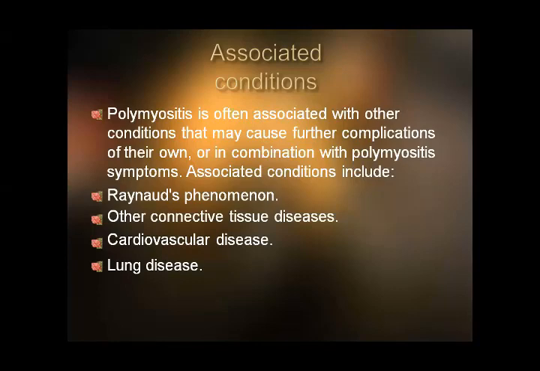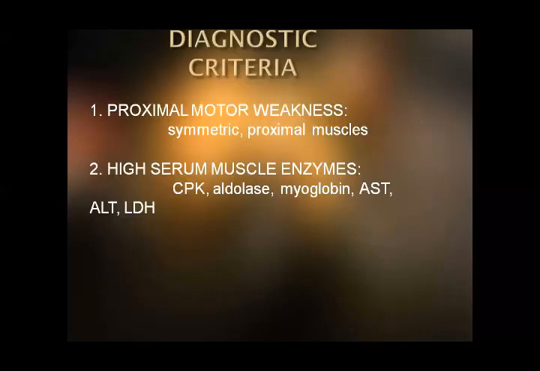Other connective tissue diseases, like I told you, can have associated overlap syndrome like scleroderma, like SLE, like other collagenopathies. Cardiovascular diseases: these are the patients who have associated cardiac manifestations. They may have heart blocks and other manifestations, and lung diseases, usually leading to interstitial pulmonary fibrosis.